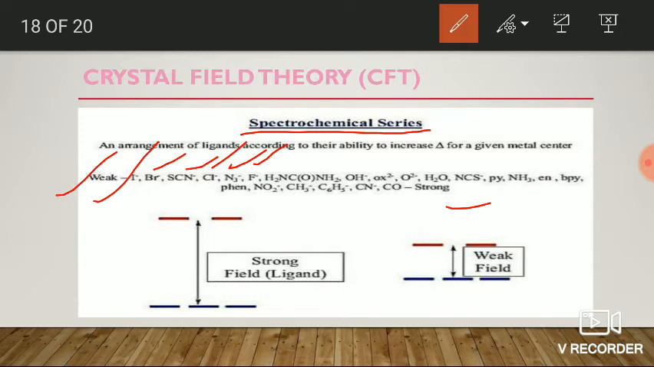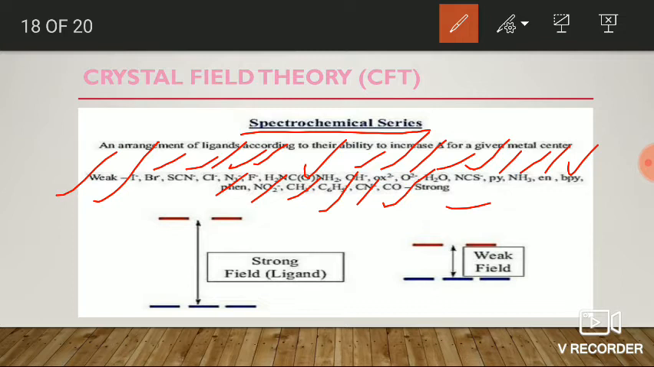NH2CO, NH2, it is thiourea, urea, diamide of carbonic acid, that is urea. Then hydroxide, oxalate, oxide, water, thiocyanate, pyridine, ammonia, ethylene diamine, bipyridine, phenanthroline, nitrite, alkyl, that is methyl, phenyl, cyanide, carbon monoxide.